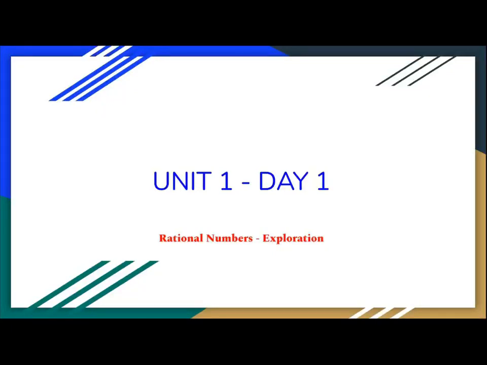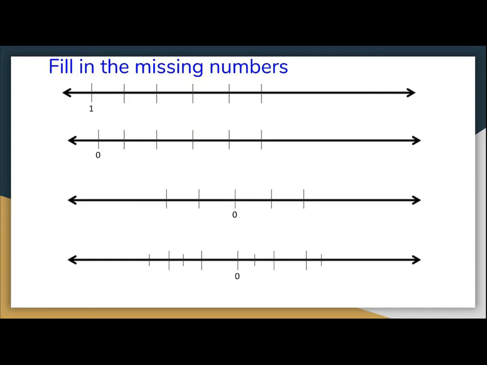Let's talk about what are called rational numbers. To begin with, we're going to start by filling in some number lines. If we needed to add the missing numbers to this top number line, we could simply count by ones. So we would have 2, 3, 4, 5, 6. This is what we call natural numbers as well as counting numbers. They mean the same thing.